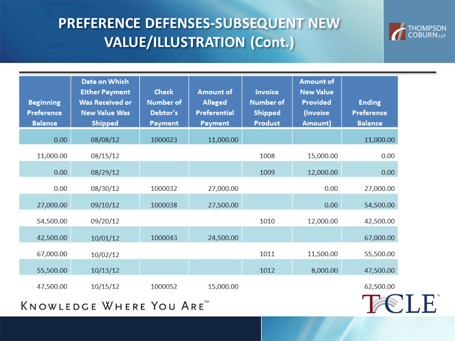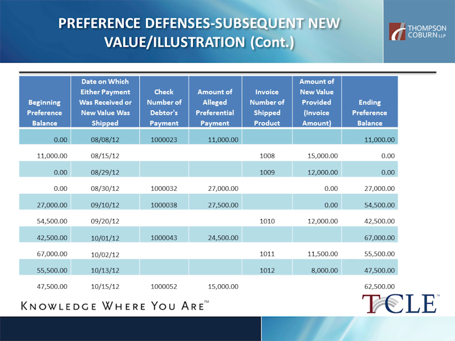So if you run through all the various numbers that we provided in the hypothetical, you end up with a net preference exposure here of $62,500. And that compares to the number if you had simply netted the aggregate figures, which would have been $47,500. So we thought it would be helpful to just walk through that example.